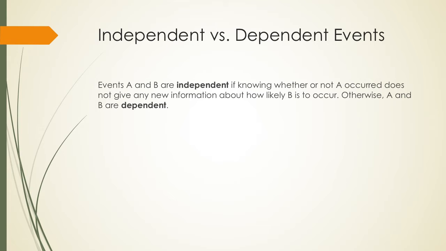Let A and B represent two random events. Then A and B are independent if knowing whether or not A occurs does not give us any new information about how likely B is to occur. Otherwise, A and B are dependent.